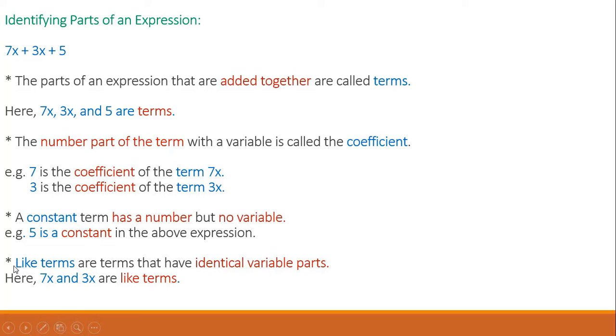Like terms are terms that have identical variable parts. Here 7x and 3x are like terms since they have the identical variable x. Now we'll do some examples.